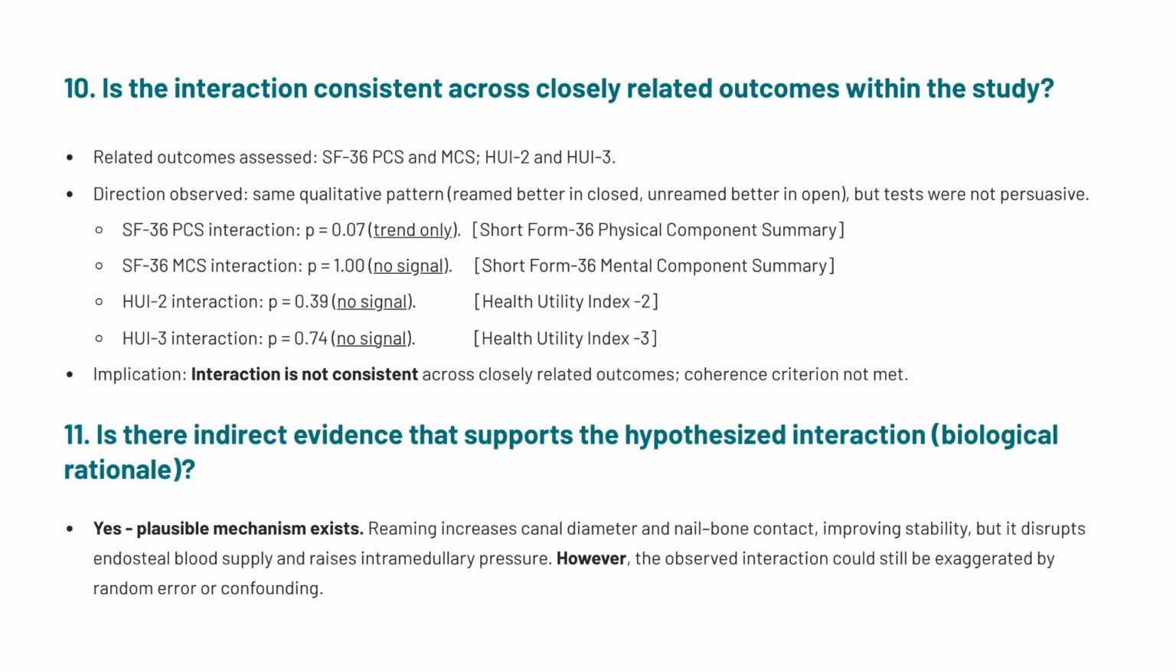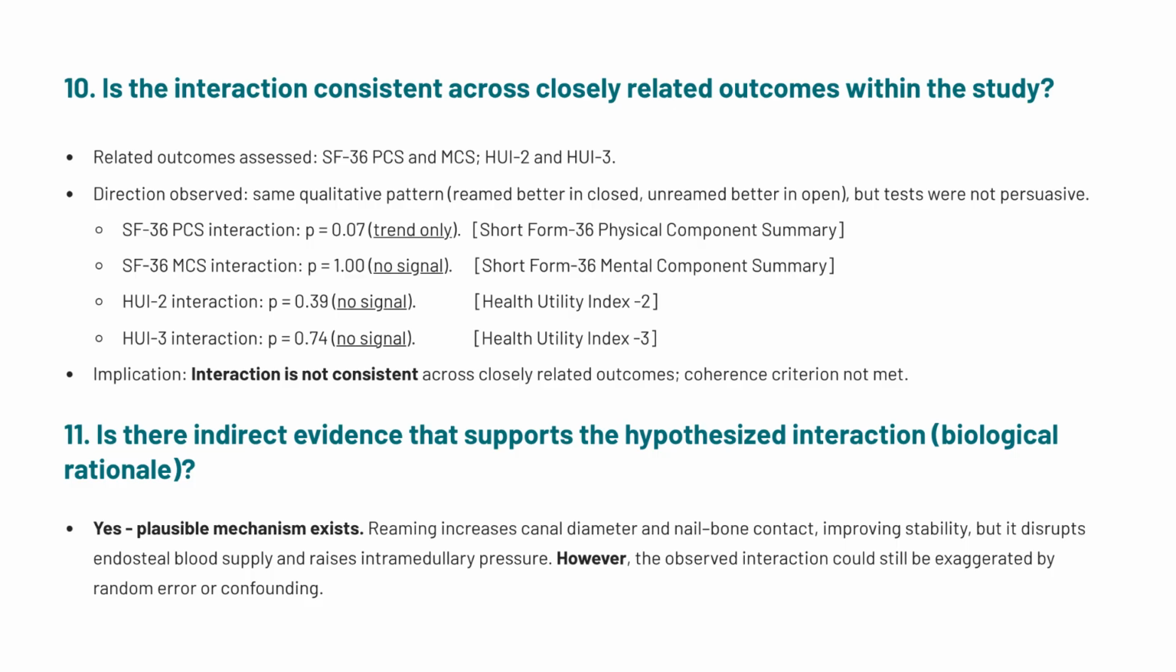Questions 10 and 11 ask whether the interaction is consistent across closely related outcomes within the study, and whether there is indirect biological support for the hypothesized interaction. For question 10, we can look for the same subgroup pattern on outcomes that track the same underlying construct. In SPRINT, the qualitative direction did not translate into persuasive interaction tests for patient-reported outcomes using short-form surveys and health utility indices. That lack of parallelism across closely related outcomes weakens coherence and therefore lowers credibility.